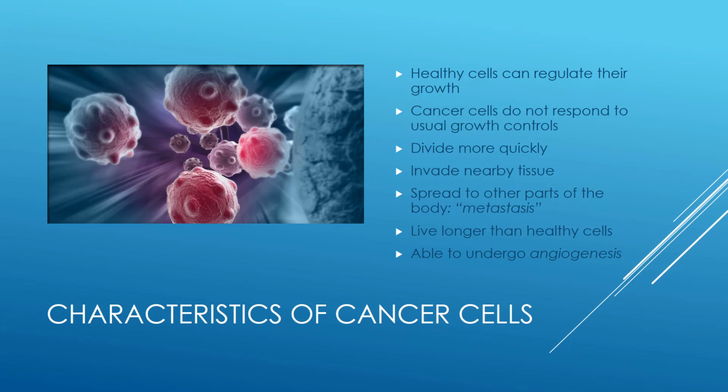Finally, tumors, or the abnormal growths that develop, are able to generate the development of blood vessels to nourish their tissue. We call this development of blood vessels angiogenesis.